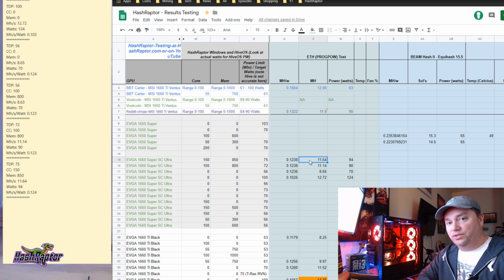That's a very hard question. My first two cards I would think of would be the Super and the Ti. And if I could get a great deal on the Ti, that's probably what I would build with. But you can't deny these results. It's good to know if you've already got a 1660 Super rig what you're capable of in the future. So just be aware of all that. It's very impressive results. Love what I see from a ProgPow standpoint.